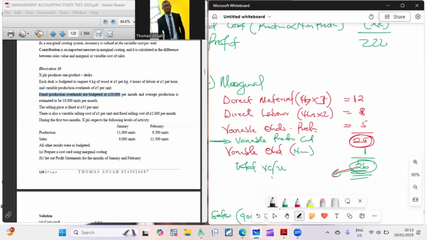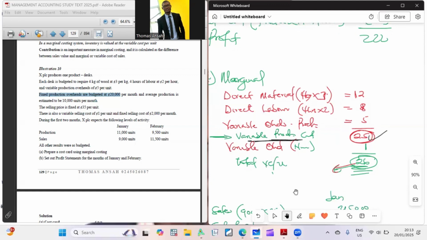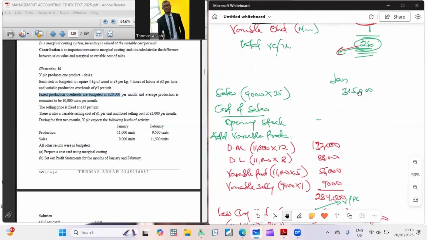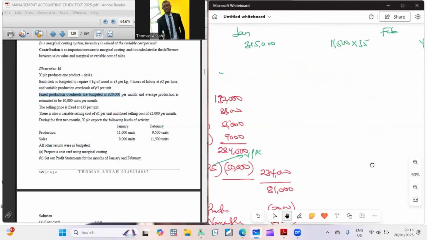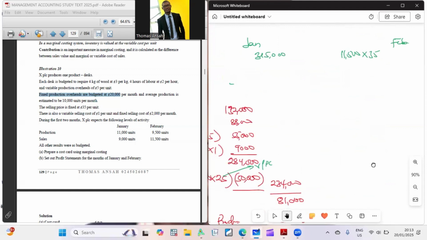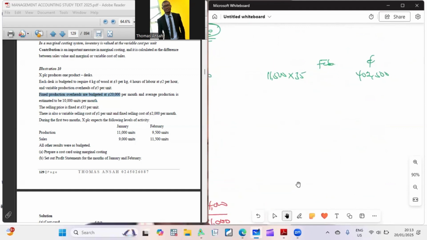Let me stress it again. Variable production cost. That is what we use to value closing stock. Variable production cost. All right, so take note of that. So basically that is that. So the same thing you did, now you've done it. When you come to your February, the closing stock that you had, which is 50,000, will be your opening stock. All right, that's how you have it.